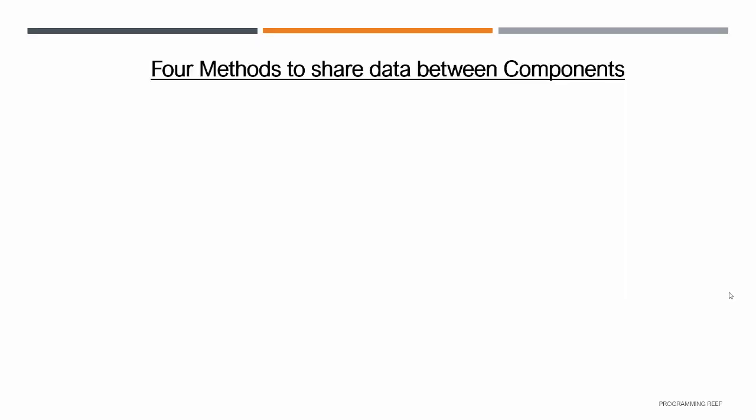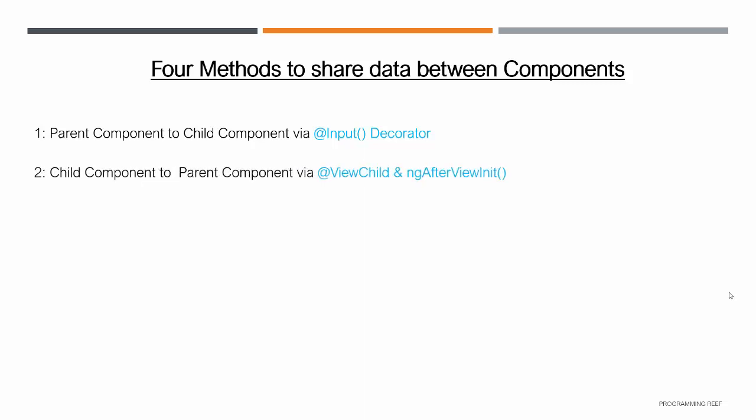There are four methods to share the data between components. The first one is when we need to share the data from parent component to child component, and for this purpose we use the Input decorator. The second method is child component to parent component. When we need to pass data from child back to parent components, we use the ViewChild object and ngAfterViewInit.